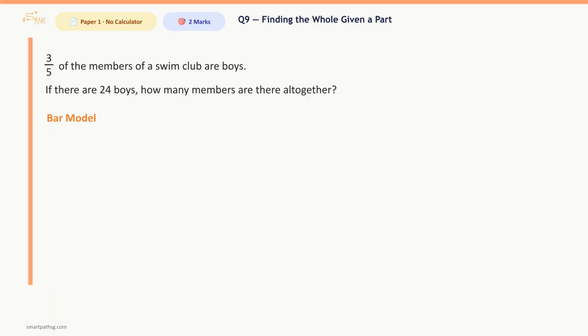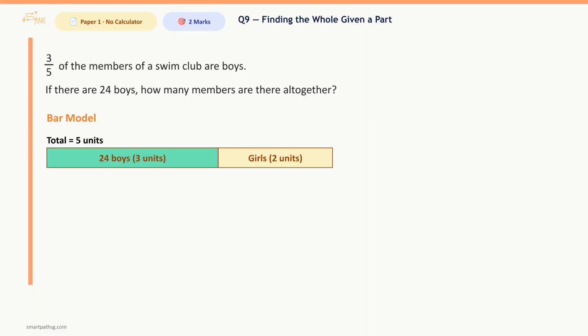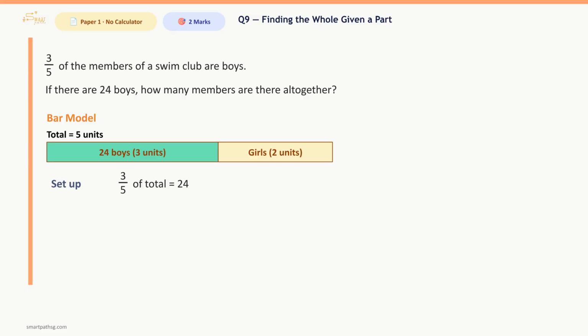The fraction 3/5 tells us that the entire club is made up of 5 equal units, and the boys represent 3 of those units. Additionally, the question tells us that the 24 boys correspond exactly to the 3 units. Since 3 units equals 24, we first find the value of a single unit. 24 divided by 3 gives us 8 members for 1 unit.